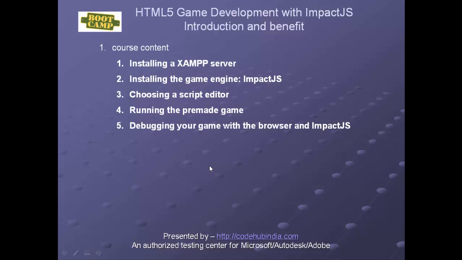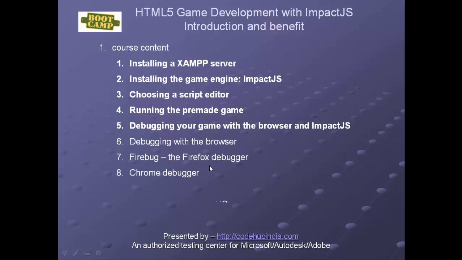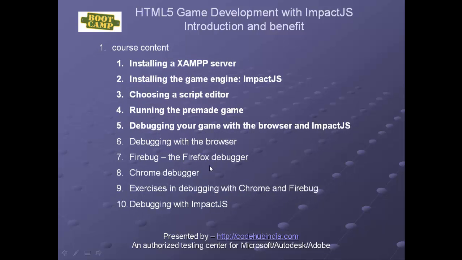Course content of HTML5 game development with ImpactJS: installing a XAMPP server, installing the game engine ImpactJS, choosing a script editor, running the pre-made game, debugging your game with the browser and ImpactJS, debugging with the browser, Firebug the Firefox debugger, Chrome debugger, exercises in debugging with Chrome and Firebug, debugging with ImpactJS.